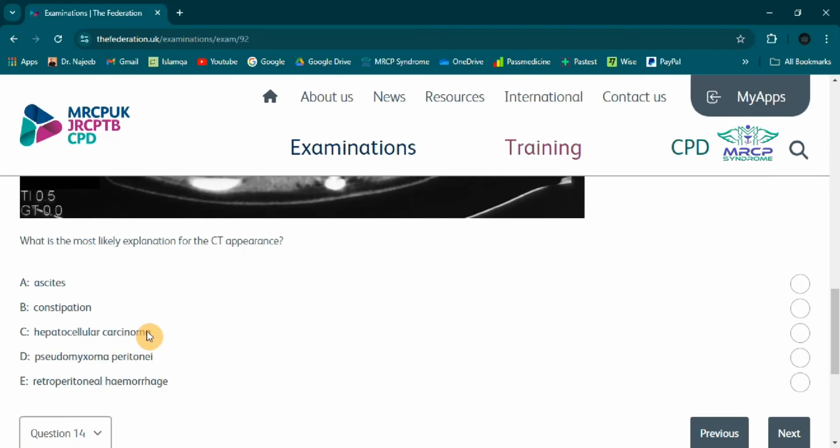Hepatocellular carcinoma usually presents as a mass or multiple masses within the liver parenchyma, meaning the lesion would be intrahepatic. Sometimes it may be surrounded by ascites, or there may be hepatic enlargement in advanced cases. The scalloping or diffuse pattern here is more suggestive of pseudomyxoma peritonei.